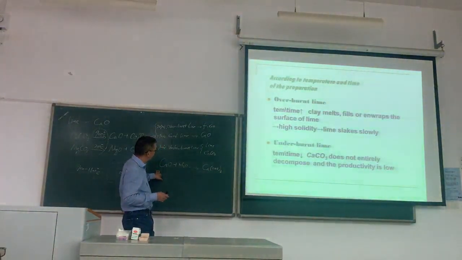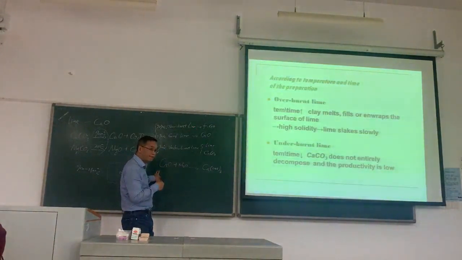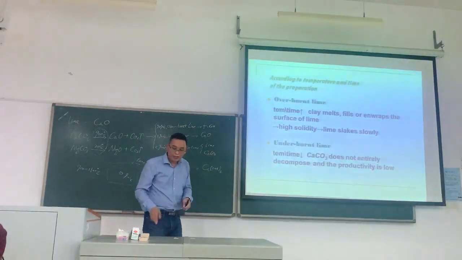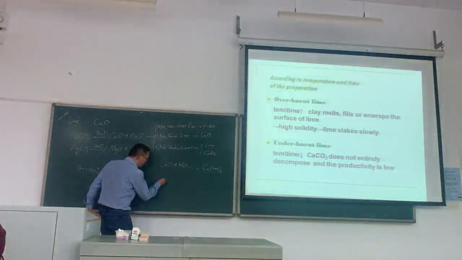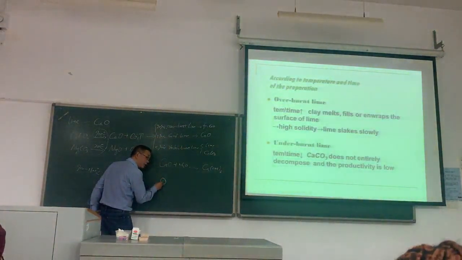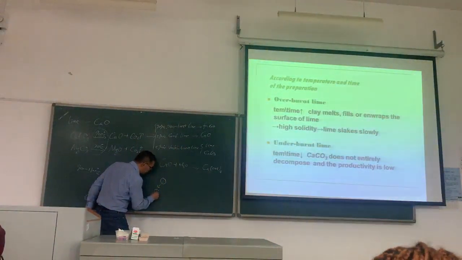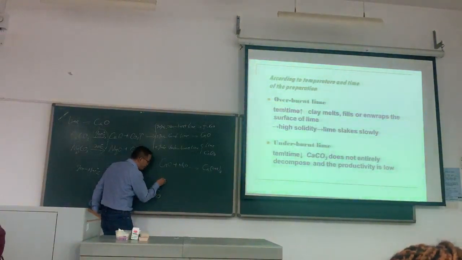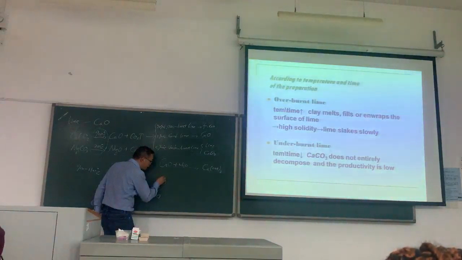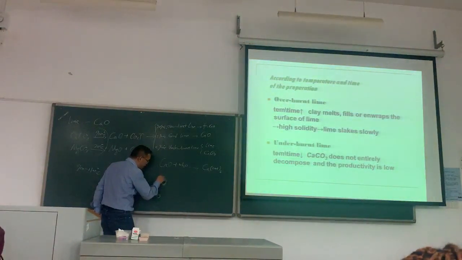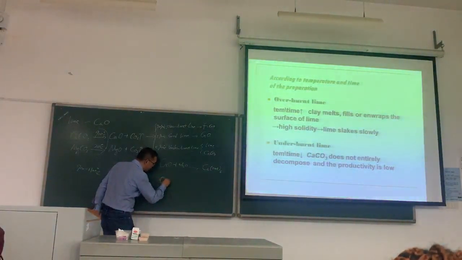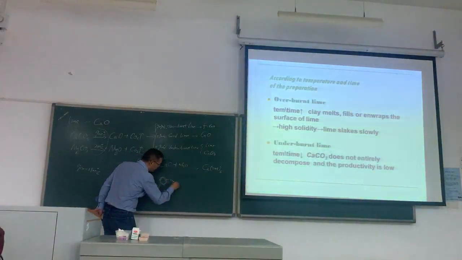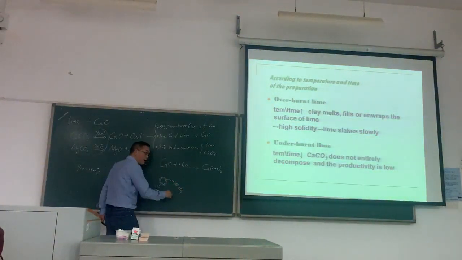And for the overburnt lime, what is overburnt lime? We have just shown you. This is a particle of calcium oxide. The overburnt lime means that the surface of the calcium oxide is covered by the melt plate. So this is the melt plate.